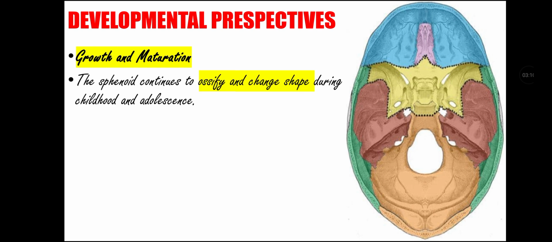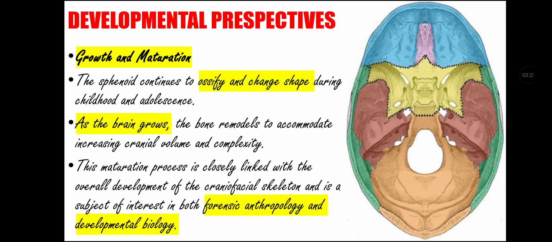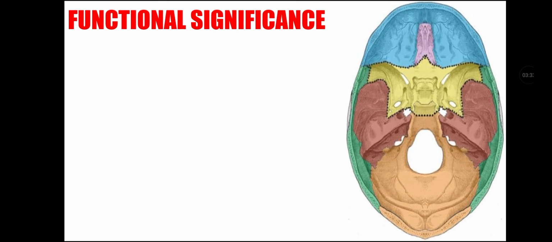Further talking about developmental perspectives of sphenoid bone, we will talk about growth and maturation of sphenoid bone. Sphenoid bone continues to ossify and change shape during childhood and adolescence. As the brain grows, the bone remodels to accommodate increasing cranial volume and complexity. This maturation process is closely linked with the overall development of craniofacial skeleton and is a subject of interest in both forensic anthropology and developmental biology.